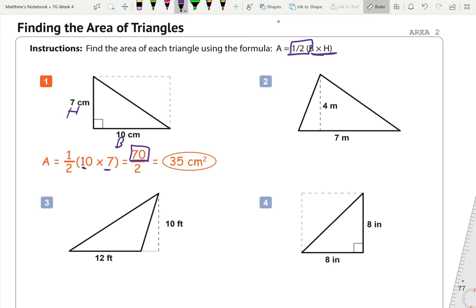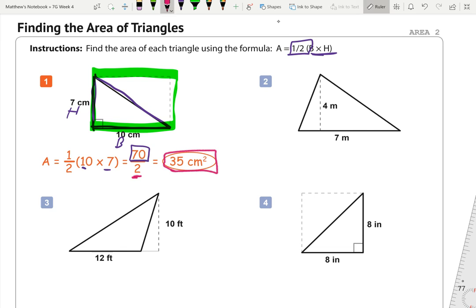And we need to divide it by 2 because this triangle is half the area of a rectangle, right? So if we were to highlight the rectangle, here it is. The triangle in purple is half of that. So when we do 70 divided by 2, it gives us 35 centimeters squared. So I'd write that in. Go ahead and try this next problem out.